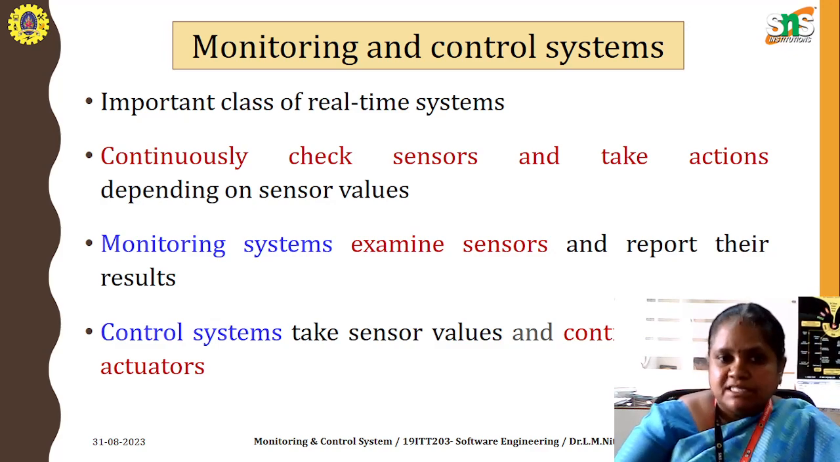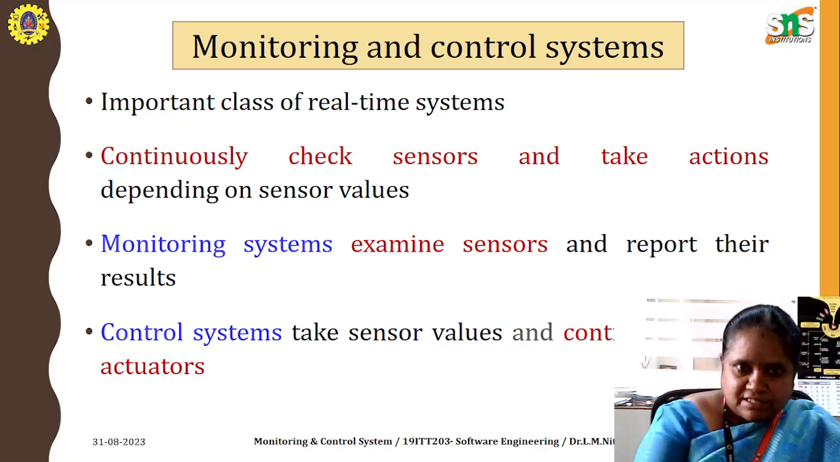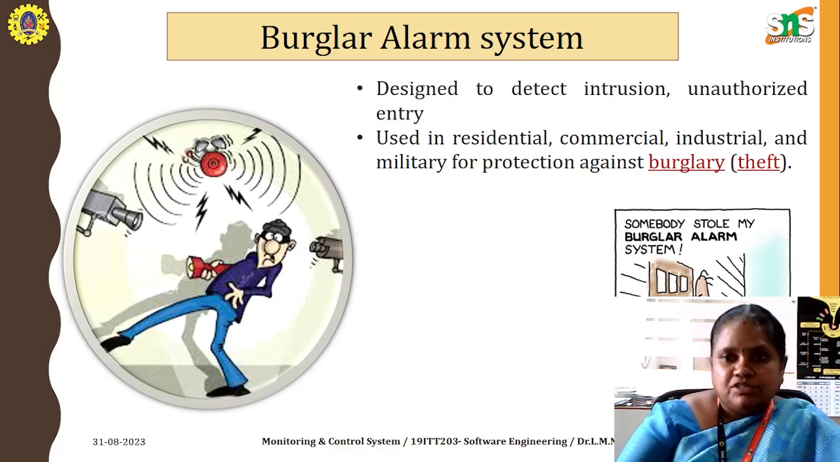So what happens here is this monitoring system. Monitoring is nothing but monitoring whatever is happening over there. So it continuously checks sensors and takes actions depending on the sensor values. Monitoring system examines the sensors and reports their results regularly. Control system takes sensor values and controls hardware actuators. So the case study which we have taken for today's discussion is burglar alarm system.